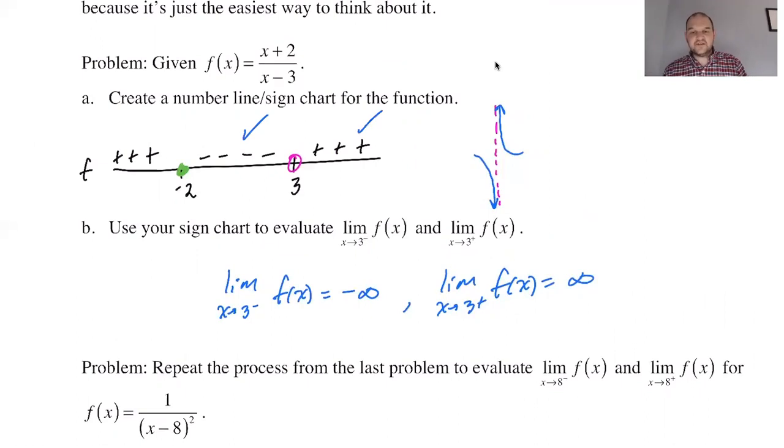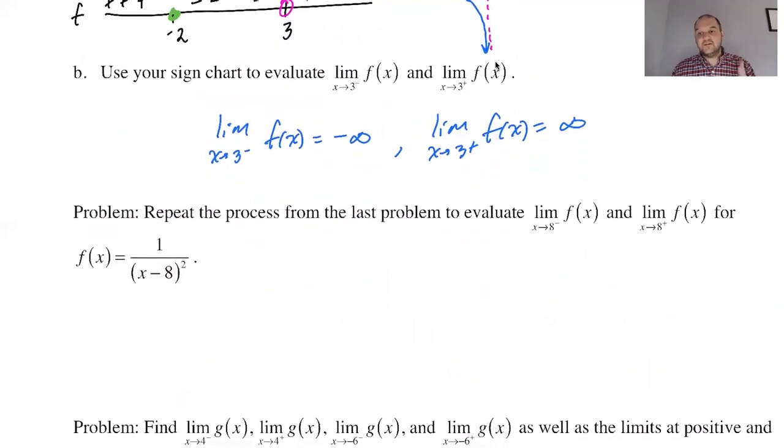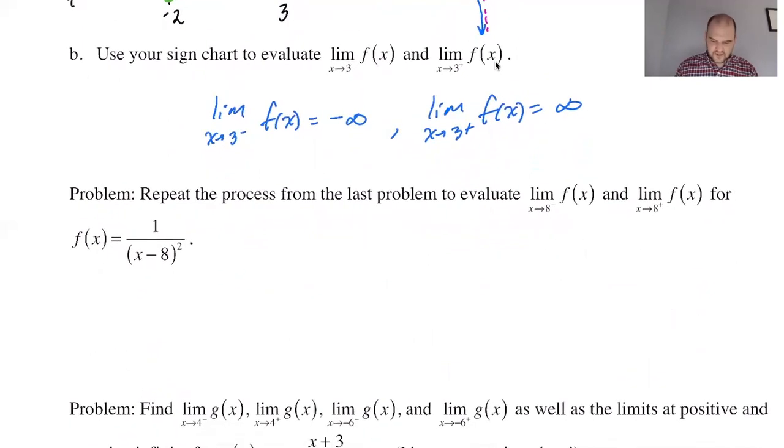So using these sign charts, you can find these limits. It's like a superpower. If you get good at this, you can blow through so many limit problems like nothing. So get good at it. That's kind of the moral of the story.